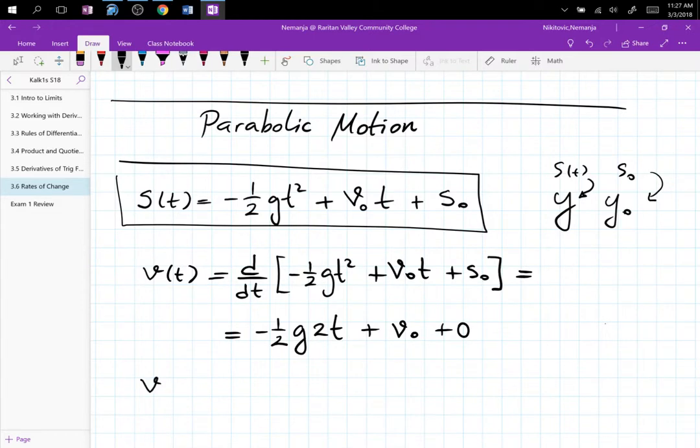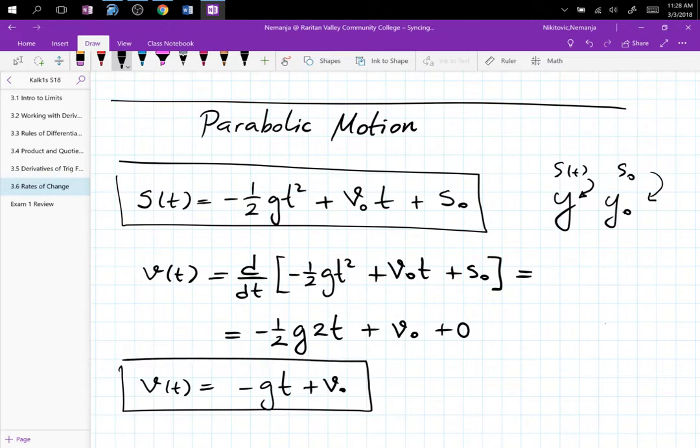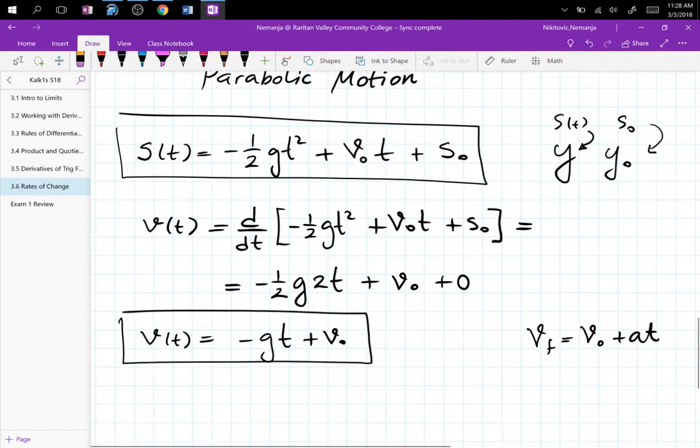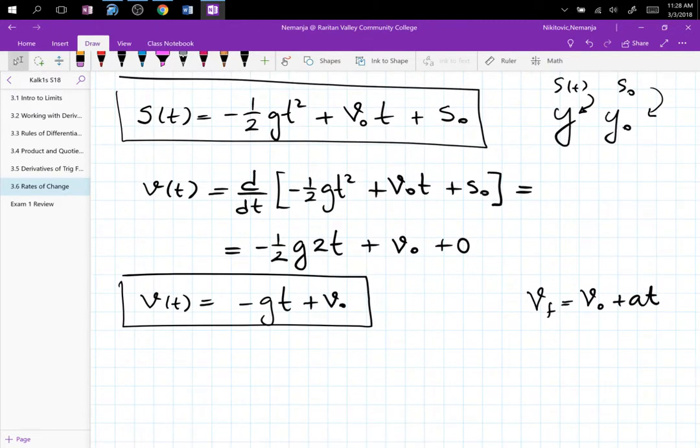So now I have that the velocity in time is equal to half, and the 2 will cancel, negative gt plus v0. Those of you who took any physics on any level probably remember the formula v final is v initial plus acceleration times time. That's that equation, except what do you have? Negative g for acceleration. So call that a, and you have the same formula. This is where the formulas come from. No one actually thought of these formulas. It's a simple mathematical construct of the reality.